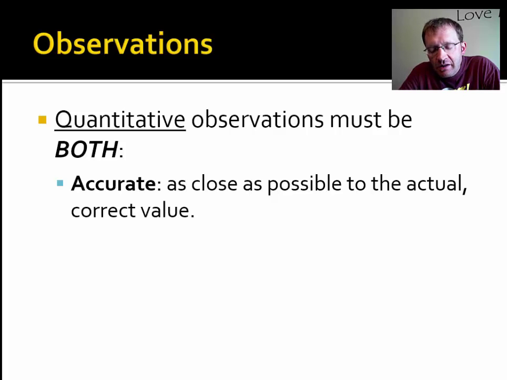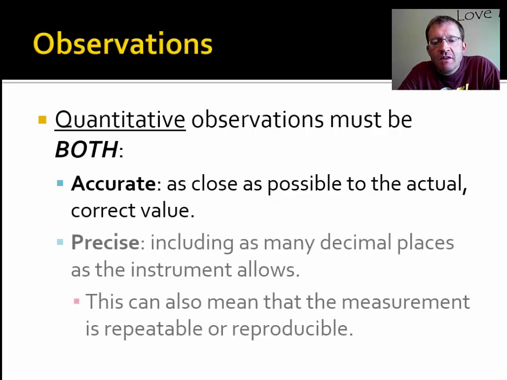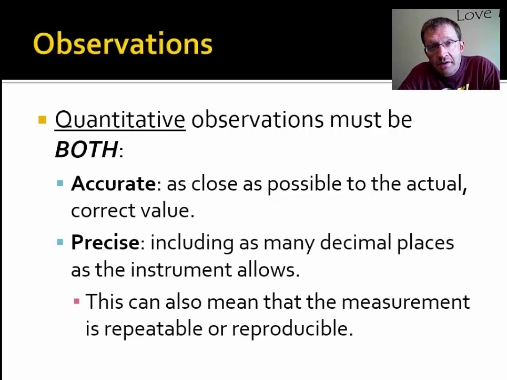Accurate means to be as close as possible to the actual correct value. So for example, if you're measuring the mass of an object that I know is 100 grams, and you come back with a mass of 99.8 grams, that's really good. That's very, very accurate. If you come back with a mass that's 107 grams, maybe that's not so good. So accuracy is simply being as close as possible to the correct actual value that we know is right. The other side of a measurement that's quantitative should be precision, or being precise.